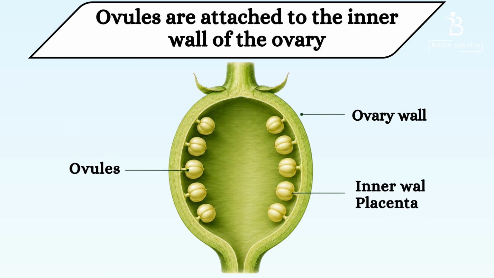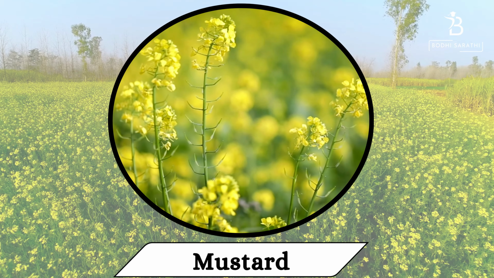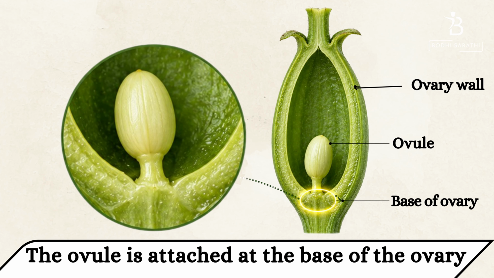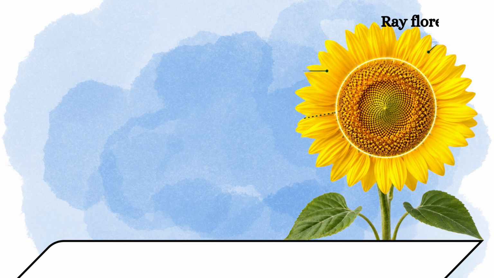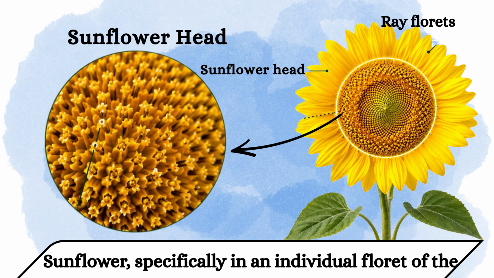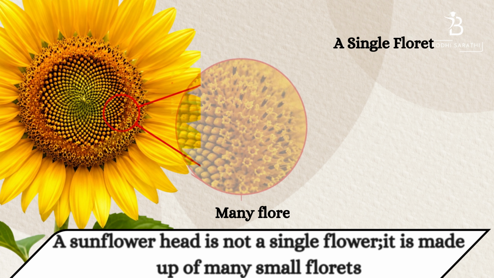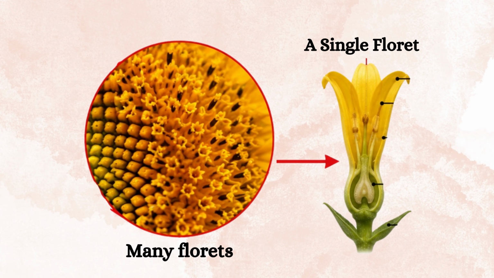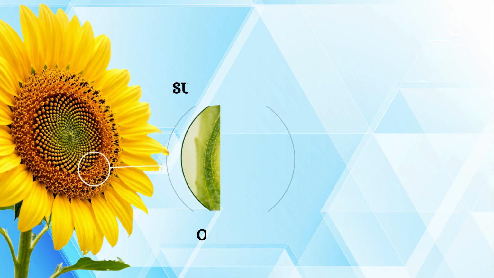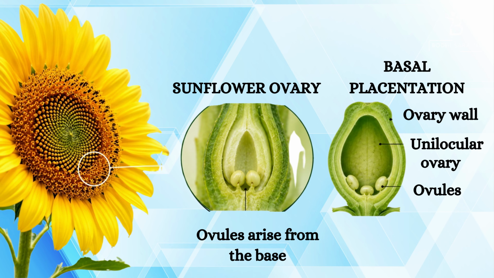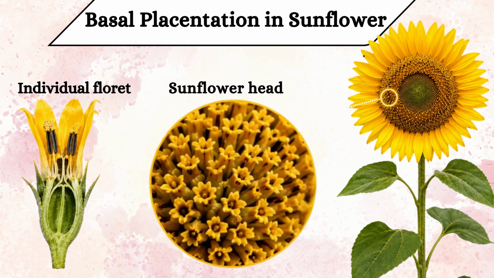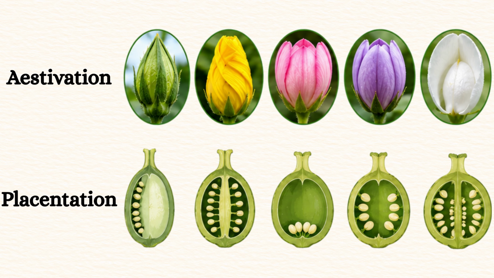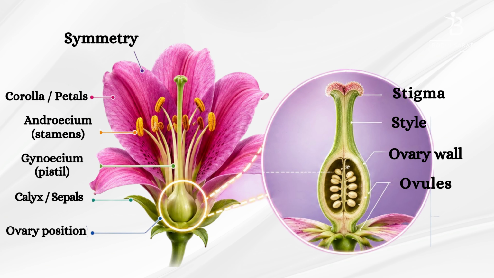Ovules are attached to the inner wall of the ovary. Example, mustard. Basal placentation. The ovule is attached at the base of the ovary. Example, sunflower, specifically in an individual floret of the sunflower head. Note for clarity, a sunflower head is not a single flower. It is made up of many small florets. Therefore, when sunflower is given as an example of basal placentation, it refers to the individual floret, not the entire flower head. Estivation and placentation are important floral characters used in plant identification and classification.